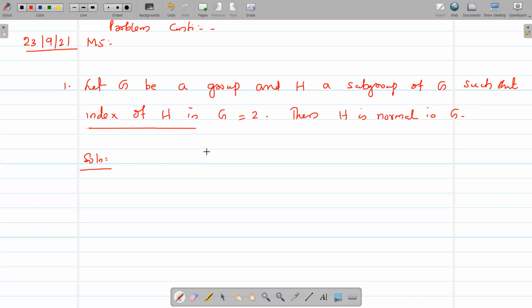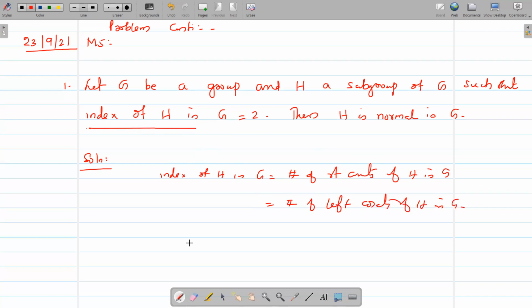Lagrange's theorem പഠിച്ചപ്പോൾ ഓർക്കുന്നുണ്ടാവുമല്ലോ, നമ്മൾ ഈ ടേം ഡിഫൈൻ ചെയ്തിരുന്നു. ഇൻഡെക്സ് ഓഫ് എച്ച് ഇൻ ജി ഇസ് ദ ടോട്ടൽ നമ്പർ ഓഫ് റൈറ്റ് കോസെറ്റ്സ് ഓഫ് എച്ച് ഇൻ ജി. ദാറ്റ് ഇസ് ദ സെയിം ആസ് ദ ടോട്ടൽ നമ്പർ ഓഫ് ലെഫ്റ്റ് കോസെറ്റ്സ് ഓഫ് എച്ച് ഇൻ ജി.